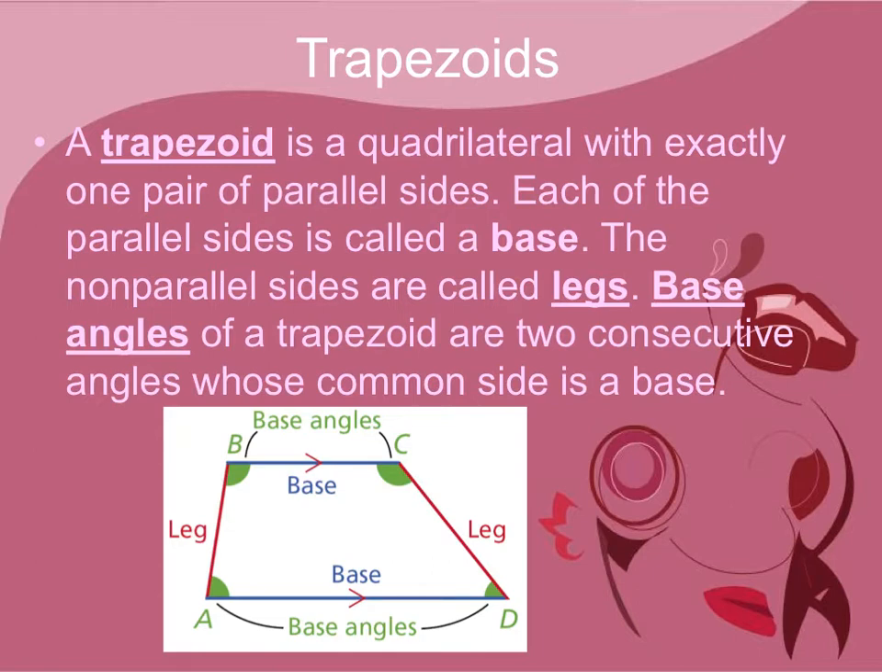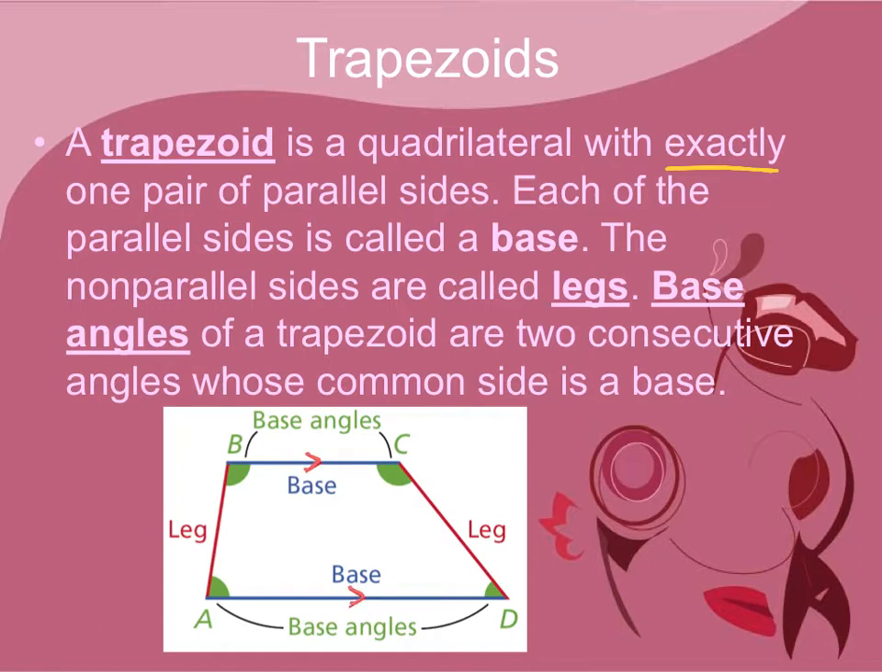And a trapezoid is a quadrilateral with exactly one pair of parallel sides. So notice the word here, exactly, because if it had two pairs, then it would be a parallelogram. So it can only have one pair of parallel sides. Each of the parallel sides is called a base. The non-parallel sides are called the legs. Base angles of a trapezoid are two consecutive angles whose common side is a base. So as you can see in the picture, the bases have the parallel line indicators. They have these arrows. So these would be the base of the trapezoid.